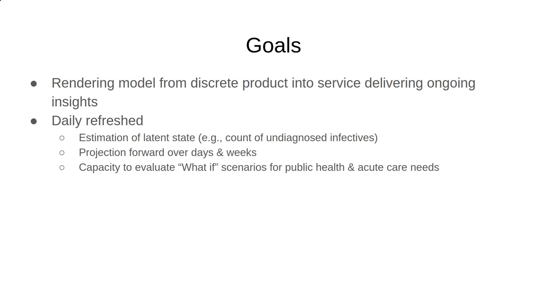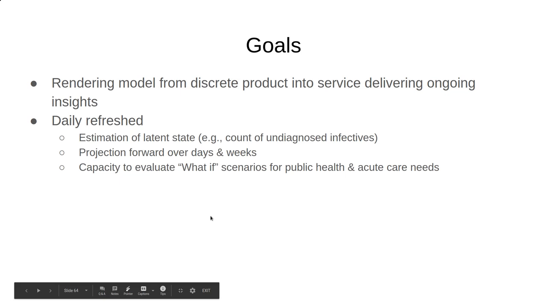So the goal here is to render the sorts of models we've seen earlier, and I include all those types, from discrete products into services, and to things that provide ongoing insights reflective of a constant regrounding and new evidence. Evidence about case counts, evidence about recoveries and deaths, evidence with respect to acute care utilization and capacity utilization and presentation in acute care, as well as test volumes and test positive outcomes, etc.